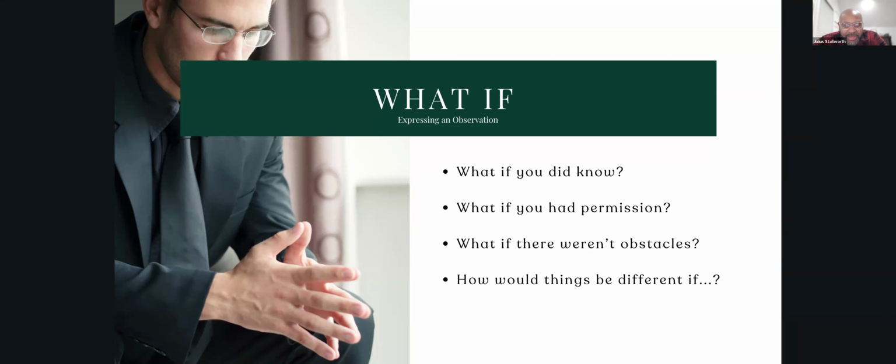So observing and observation. What if you did know? What if you had permission? What if there weren't obstacles? How would things be different if? So this is good because it takes the obstacle away. There's times where the client does need to dream a little bit. So it gets them kind of dreaming and just like, what if that obstacle went away? Get them thinking past that and not getting stuck.